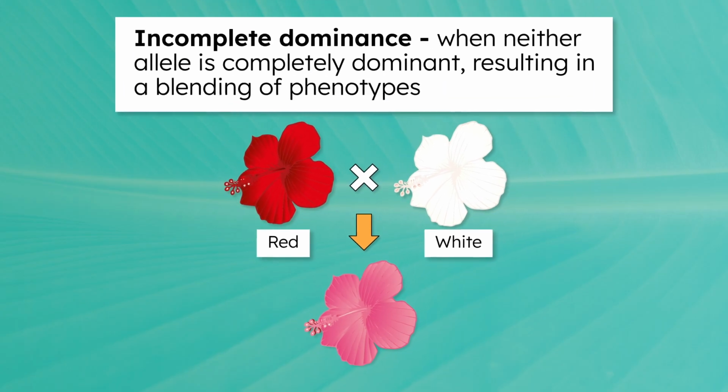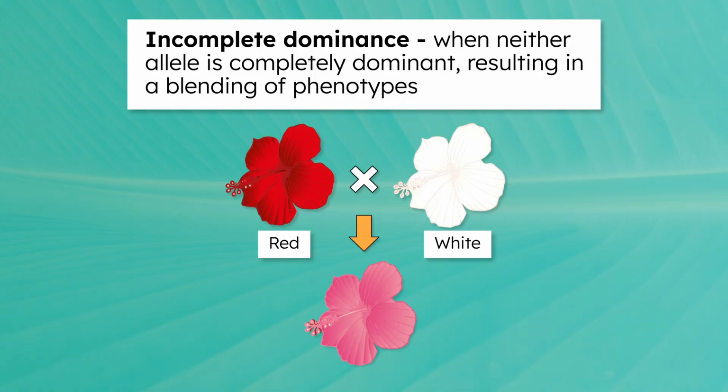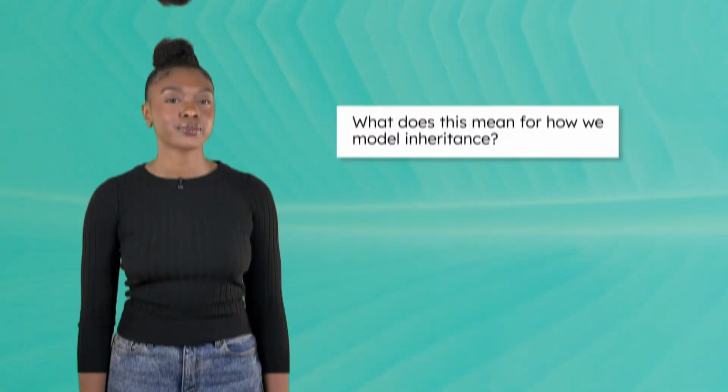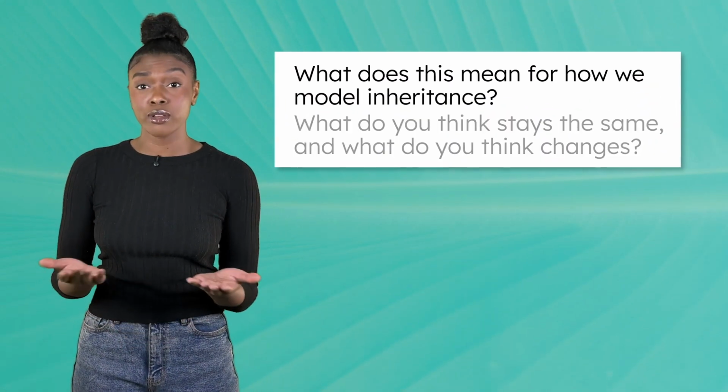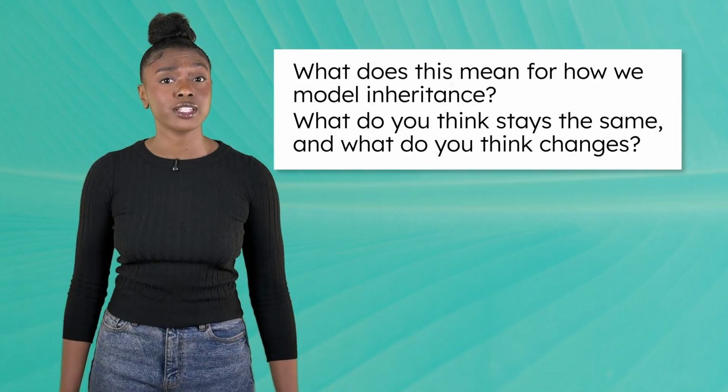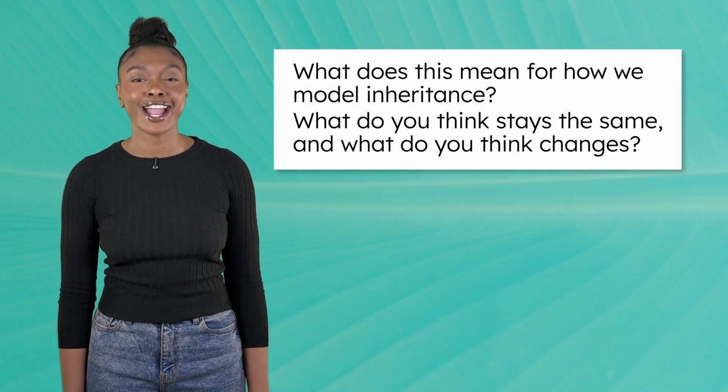This is called incomplete dominance, a pattern of inheritance in which neither allele is completely dominant, resulting in a blending of phenotypes. So, what does this mean for how we model inheritance? What do you think stays the same and what do you think changes? Pause and record your thoughts in your guided notes.